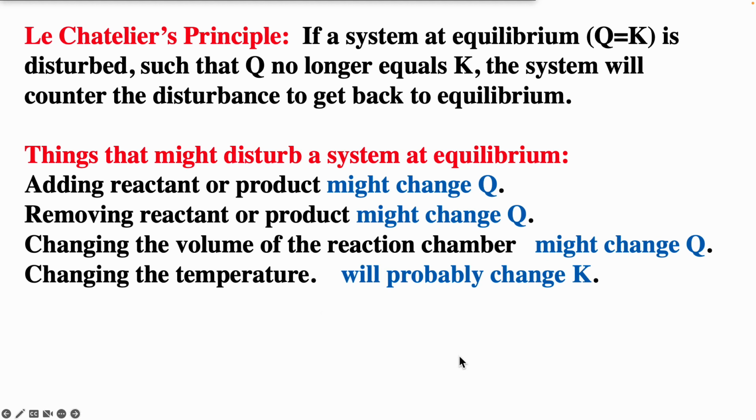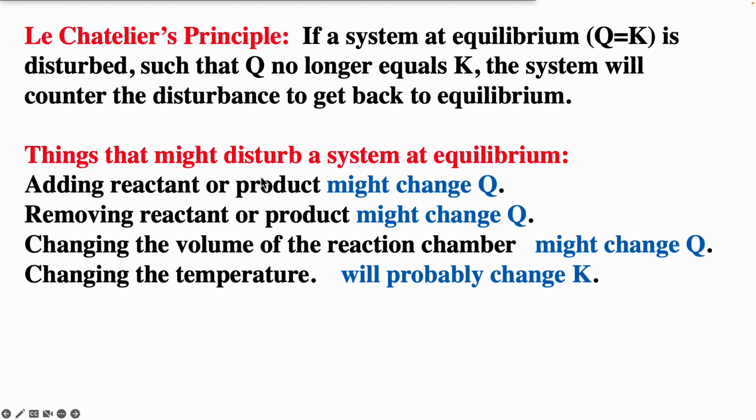Things that might disturb a system at equilibrium would be adding reactant or product, removing reactant or product, changing the volume of the reaction chamber, or changing the temperature. Now notice that for these first three, they might change Q. And so you have to actually look at the expression for Q and see if Q has changed.